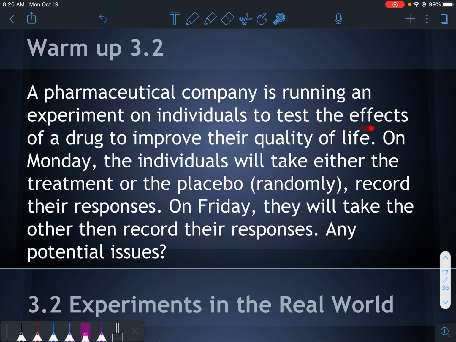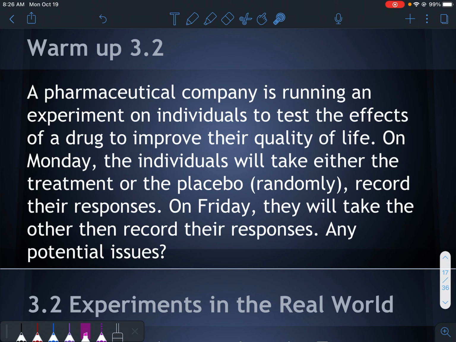A pharmaceutical company is running an experiment on individuals to test the effects of a drug to improve their quality of life. On Monday, the individuals will take either the treatment or the placebo, randomly assigned, and record their responses. On Friday, then, they will take the other, then record their responses. Are there any potential issues? Think about that for a second.